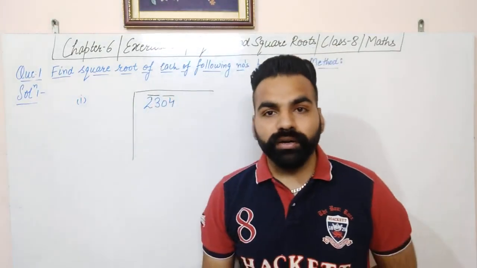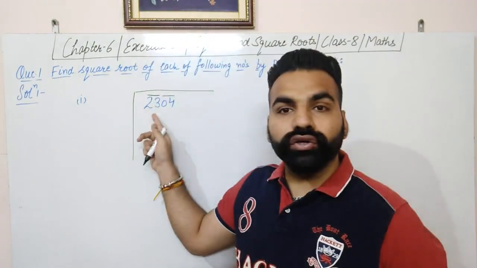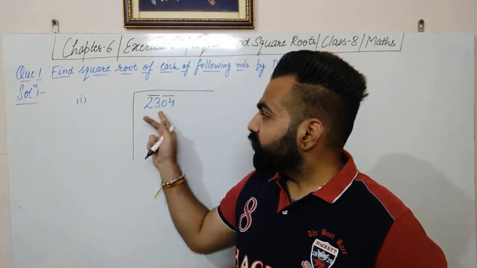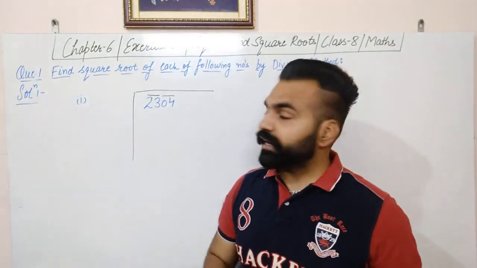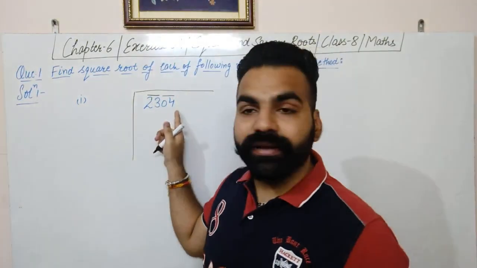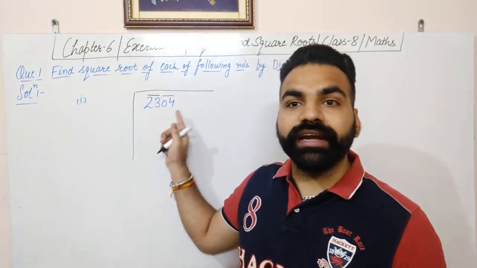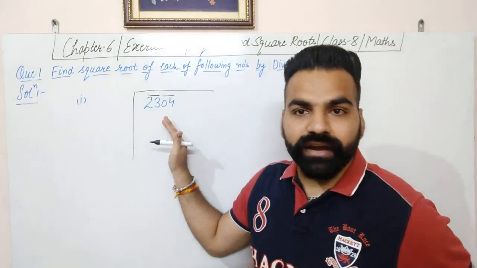So there are 4 numbers here and corresponding to that there will be 2 bars. So 2 pairs: the first pair is 23 and the second pair is 04. Make sure that we start making pairs from the right hand side, not from the left hand side. So this was the first step we have to do.